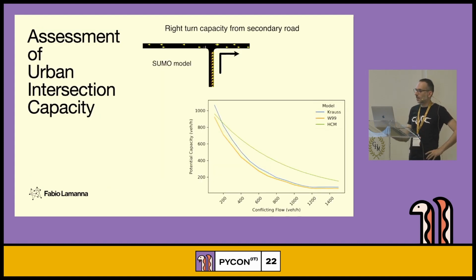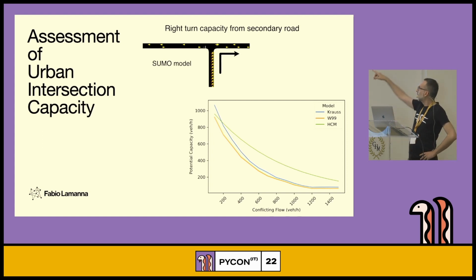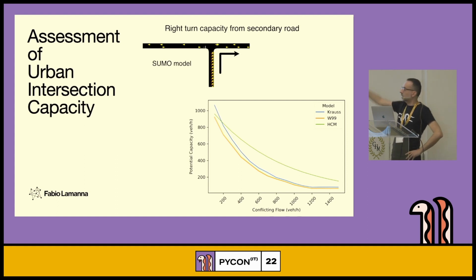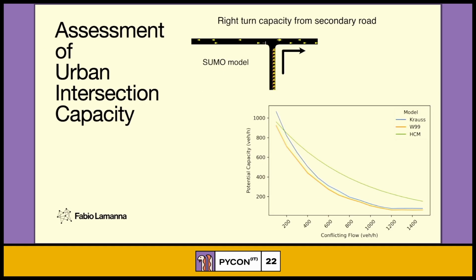This is a small task I did some days ago about evaluating the intersection capacity. Essentially, the amount of cars that can enter the main road from a secondary road, so essentially the right turn. This is on the top. You can see the SUMO model, and this is the potential capacity as a function of the conflicting flow of the other vehicles on the other side.